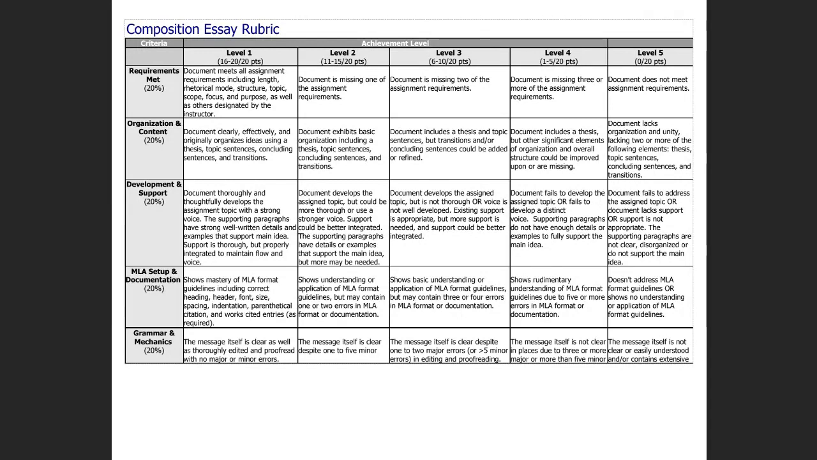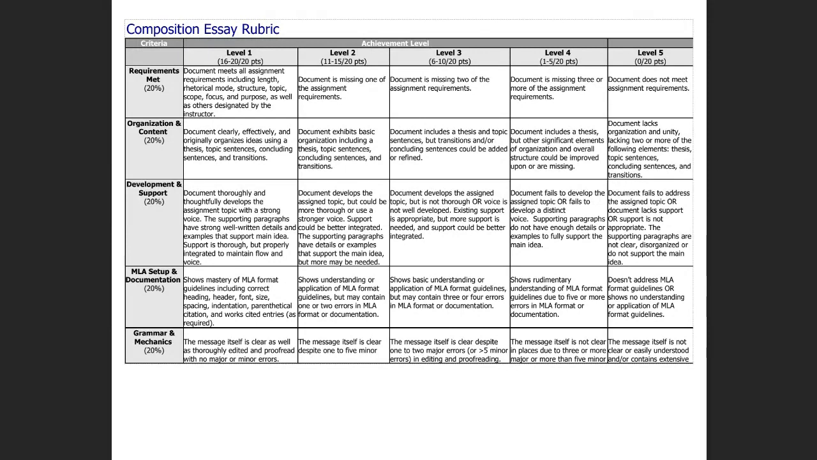The next is organization and content. That is mostly your thesis and topic sentences, as well as your paragraph placement. Do you have a hook or attention getter? Do you have a strong thesis statement? Do you have strong topic sentences with good supporting details? If you got all the stuff where it's supposed to go and it's organized correctly, you'll get a good score there.